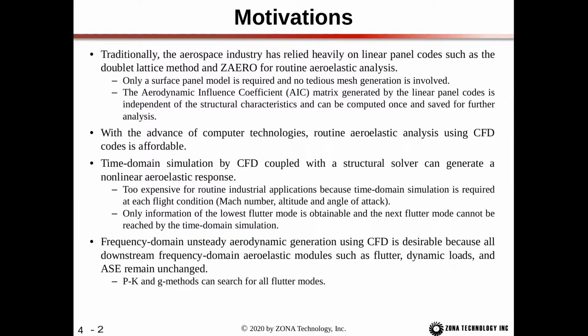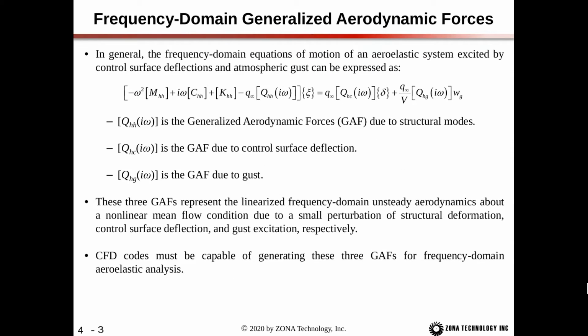Now, only information of the lowest flutter mode is obtainable, and the next flutter mode cannot be reached by the time domain simulation because the response is dominated by the first flutter mode, and you won't be able to see any further flutter modes. Now, the frequency domain unsteady aerodynamic generation using CFD is desirable because all of the downstream frequency domain aeroelastic modules, such as Flutter, dynamic loads, and ASC, remain unchanged. And the PK and G methods can search for all of the flutter modes, not just the first flutter mode.